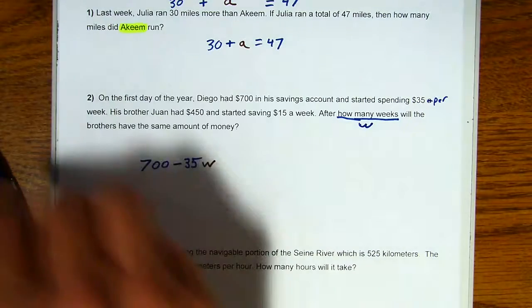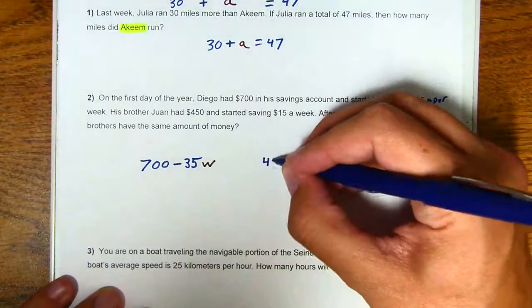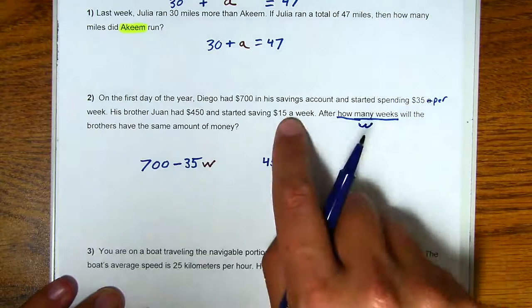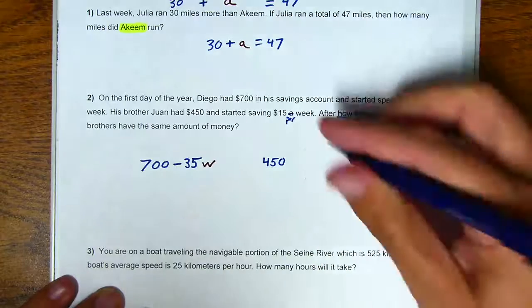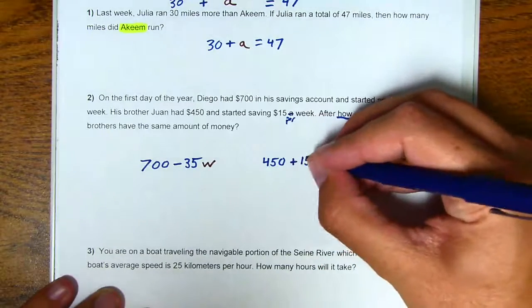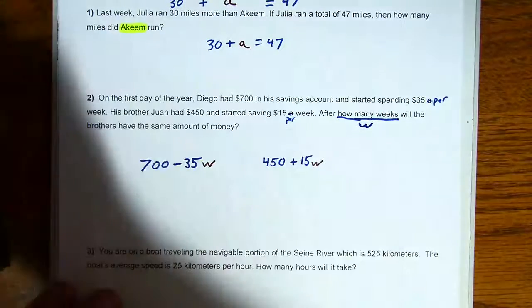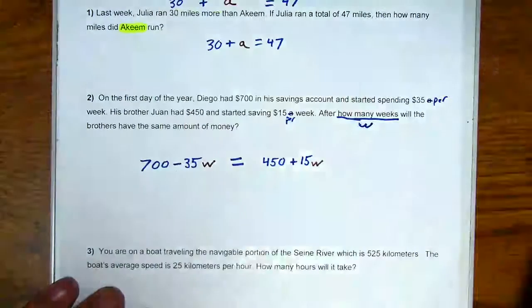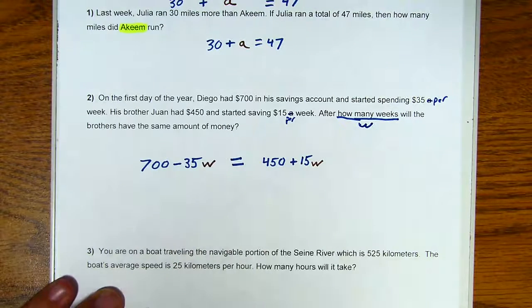So this represents Diego. Now let's do Juan over here. Juan is starting with $450 and he's saving $15 a week. So once again, I like per better, per week. So he's gaining 15 per week. And when we want to know when they have the same amount, we're simply going to put our equal sign in between. I went ahead and wrote the equation for you. Now go ahead and solve on your own. This is variables on both sides. So this is from lesson 2.4.